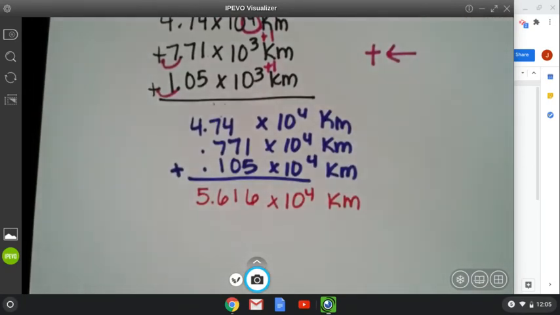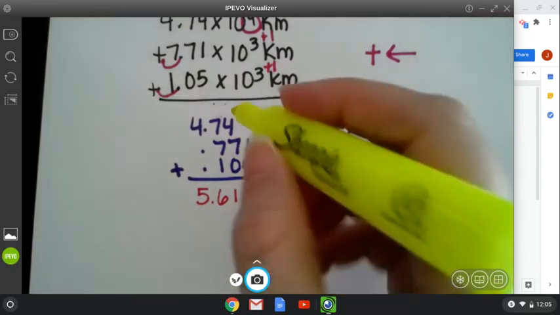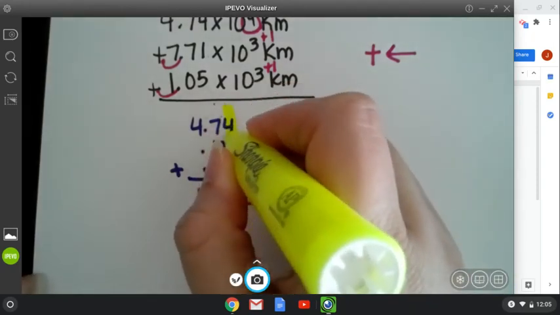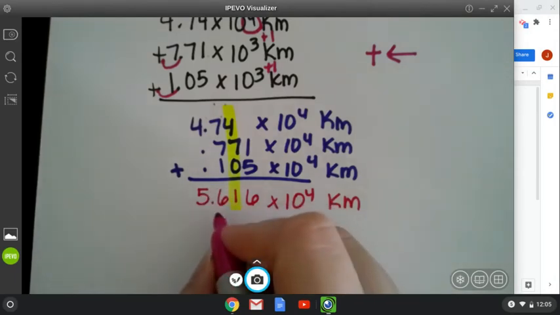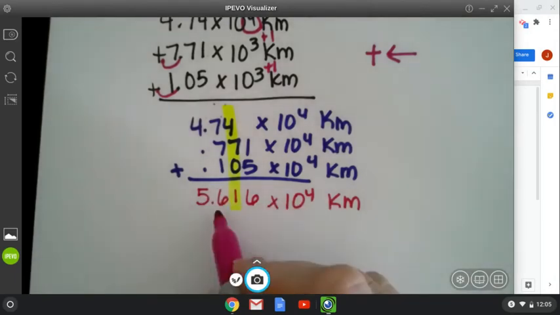We have to look at sig figs. When you're doing sig figs with addition, you look at your numbers, and it's going to be the least number of decimal places. This top number here has only 2. So this is where you're going to round your number off to, that place right there. So my final answer is going to be, this is a 1, so we're not going to round up.